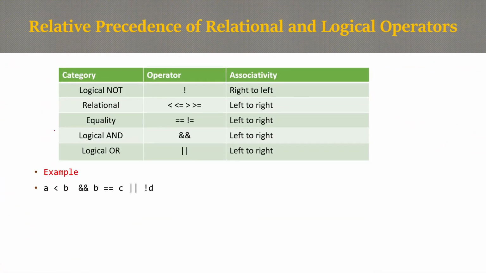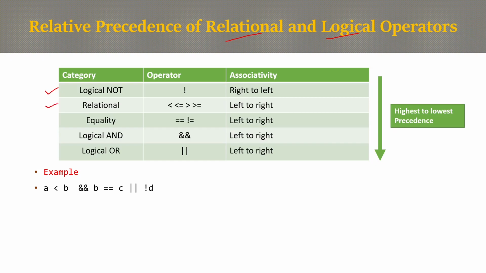Now let us see the relative precedence between our relational and logical operators. Here you can see that I have given the precedence. From the highest to lowest we have our precedence set, meaning that this is our highest precedence, then we have this precedence, and the lowest precedence is this one. The top one has the highest, and then it goes onward like that.